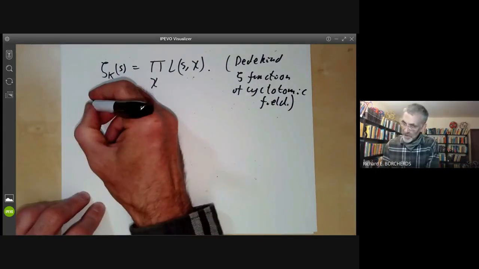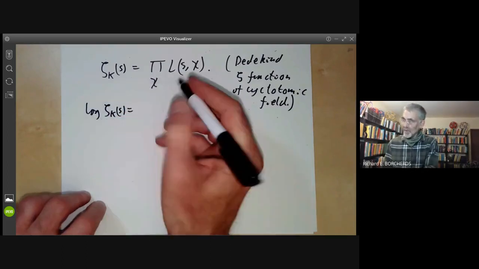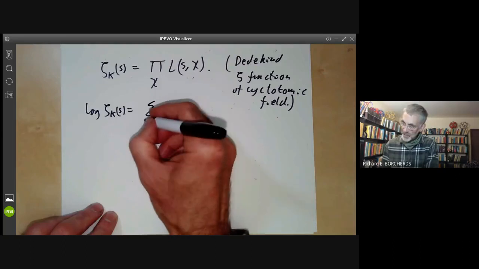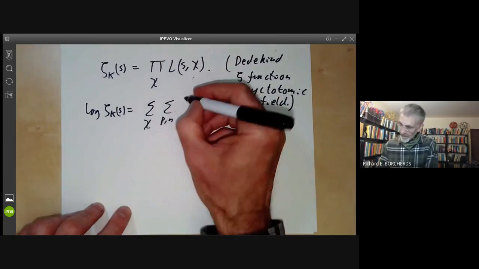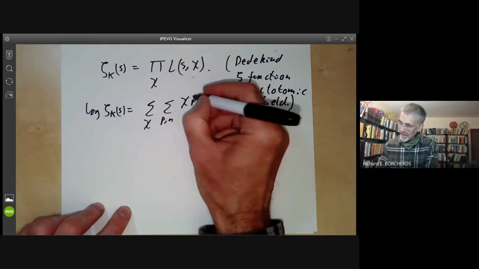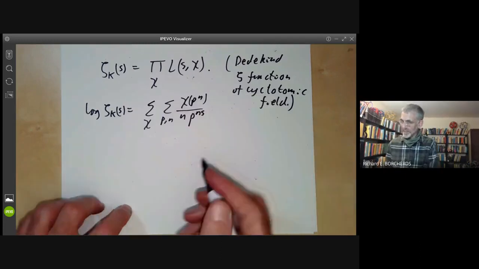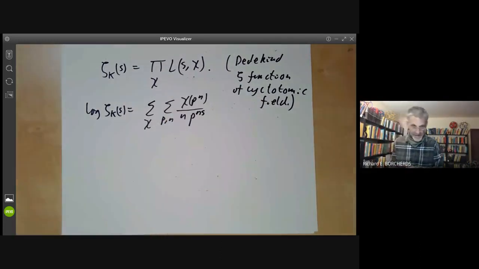Anyway, what we do is we look at the logarithm of this Dedekind zeta function, and we know what the logarithms of all the L series are. So it's just a sum over all chi of the sum over all p and n of chi(p) to the n over n times p to the ns. So this is just the logarithm of the corresponding L series.